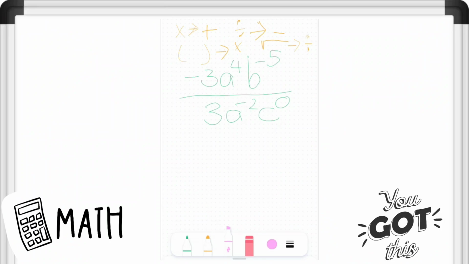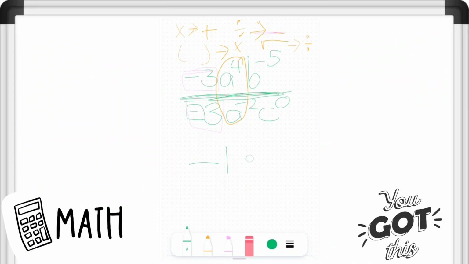Now with numbers, we do as normal. So if we have this -3 and this 3 over here, we're going to just do it normally because they're constants. So negative divided by the invisible positive here, because there's nothing written in front, will give me a negative. 3 divided by 3 will give me 1. Now, if we move on to the A's, remember, this is a division sum. So that means I am going to subtract my exponents.